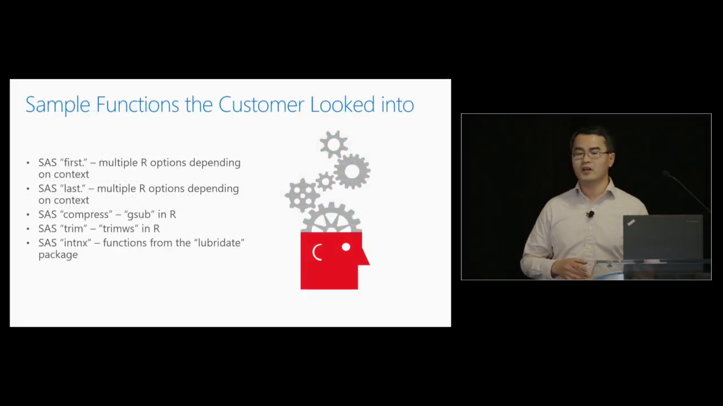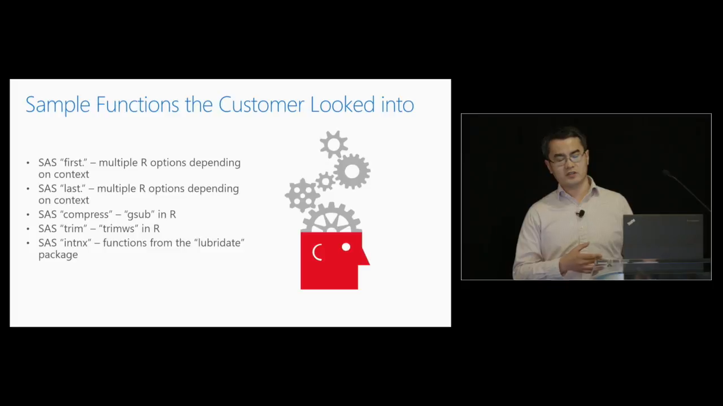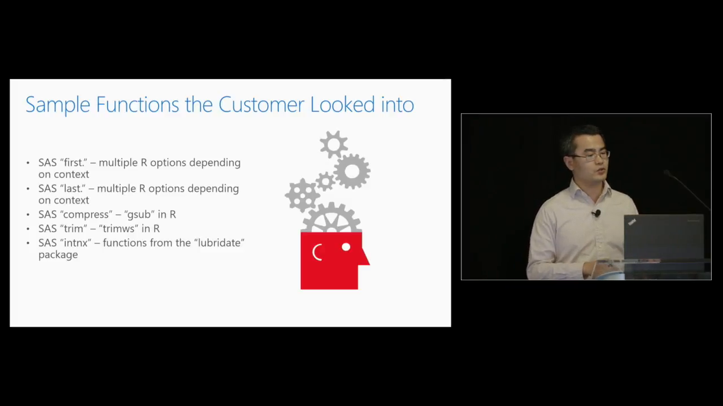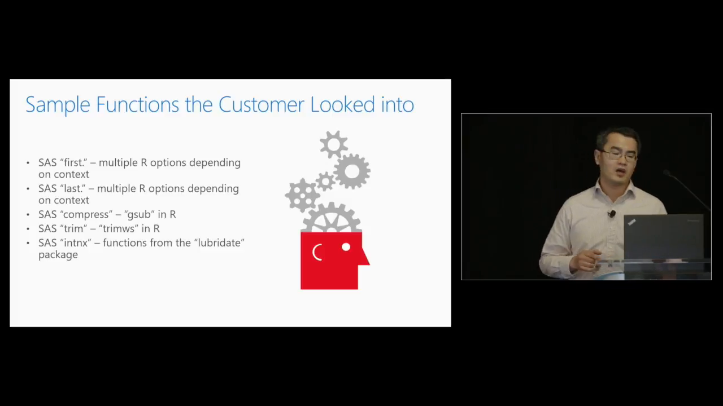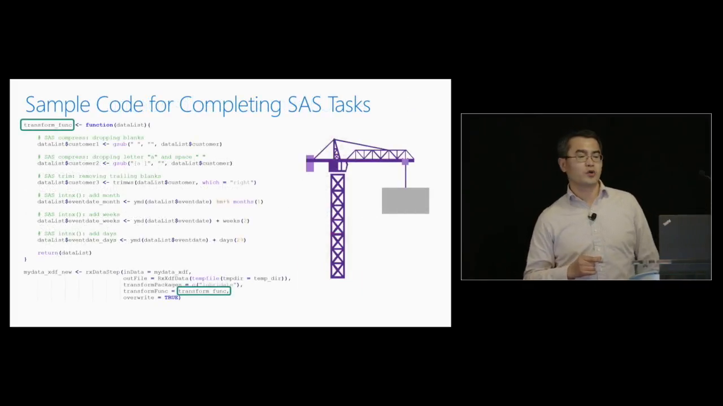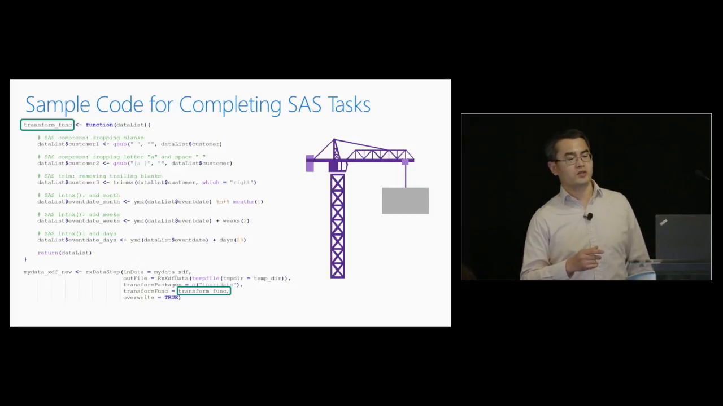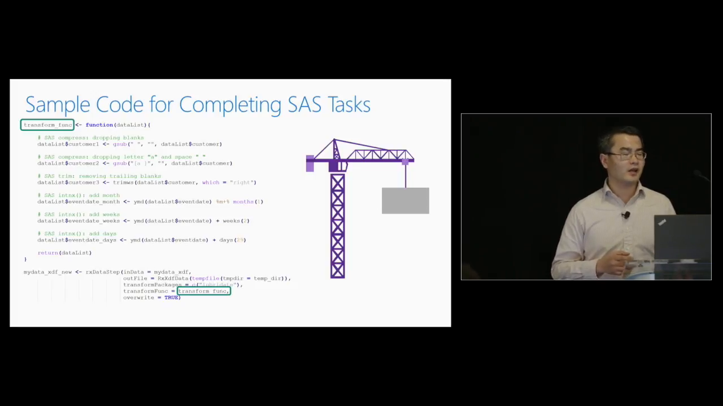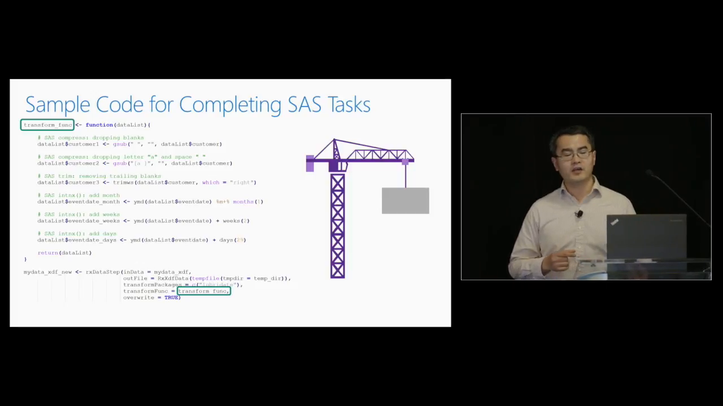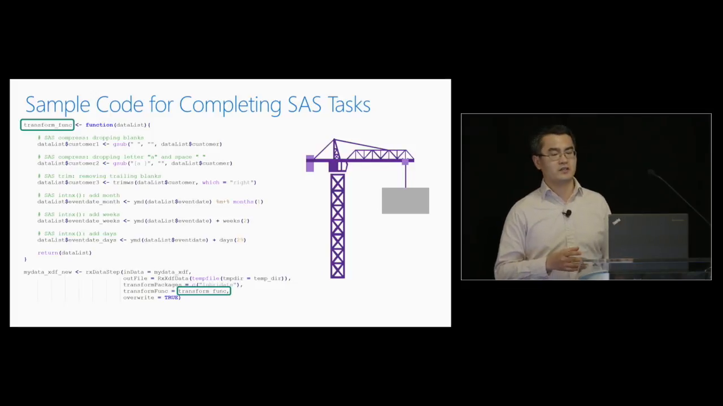Here are some of the functions that they asked us to look into. There's the SAS first statement and the SAS last statement. For these first two, there are different R and Microsoft R options depending on the context. Some other functions they asked us to look into include the SAS compress function, SAS trim function, and SAS INTNX function. For these functions, we were able to find R counterparts. For example, for the SAS compress function, it's really just R's gsub function. For the SAS trim function, we use R's trimws function. And for the SAS INTNX function, which is an operation on dates, we use some of the functions from the lubridate package.